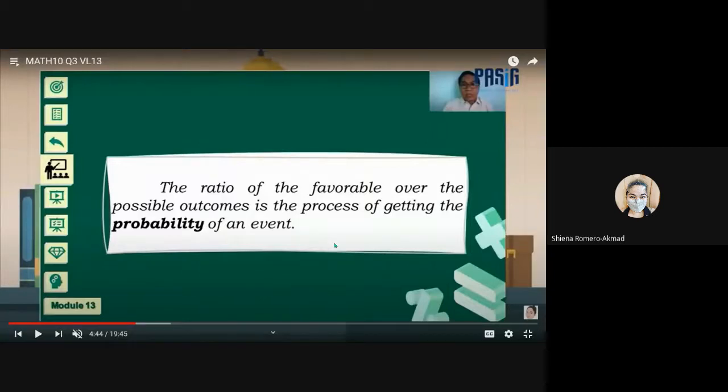And itong probability na to, marami siyang pinagagamitan. Pag nanood ka ng TV, lalo na pag tag-ulan, ilang porsyento ba na posibleng umulan ngayong araw sa ganitong oras. Di ba may mga ganun tayo sa mga balita. So, those situations, we can apply probability on that. Siyempre, hindi lang naman siya in fraction form. It can be in percentage. So, pwede tayong gumamit ng percentage in presenting or representing the probability that the event will happen.